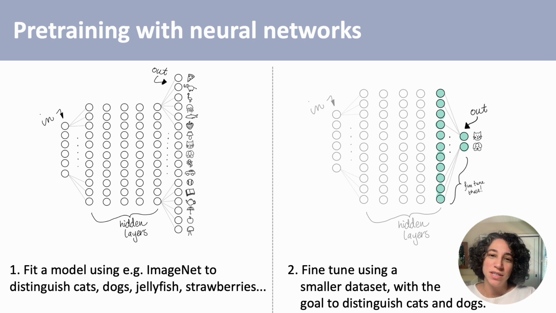This often results in dramatically better performance than the network trained solely on our smaller data set. So why should this work? Well, by training our neural network first with a broad set of images, we learn general features like edges, textures, fur, eyes, and so on. Then, during the fine-tuning stage, we can make use of these features to distinguish between cats and dogs.